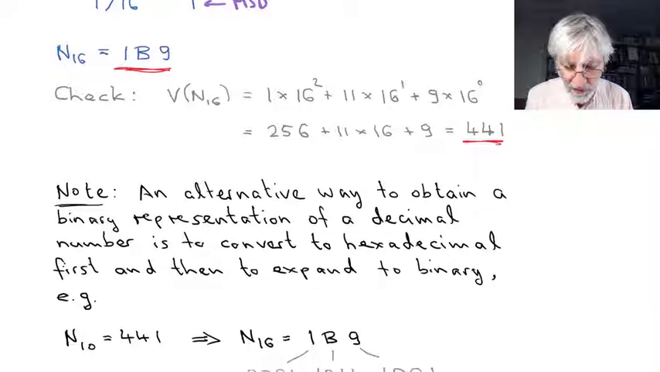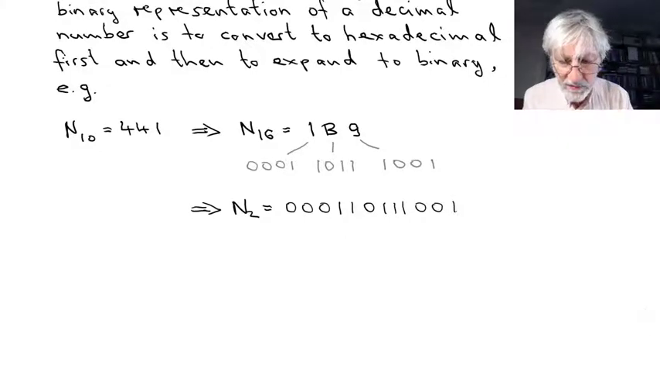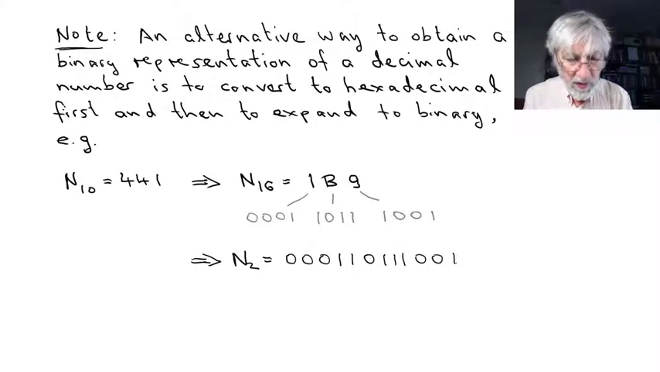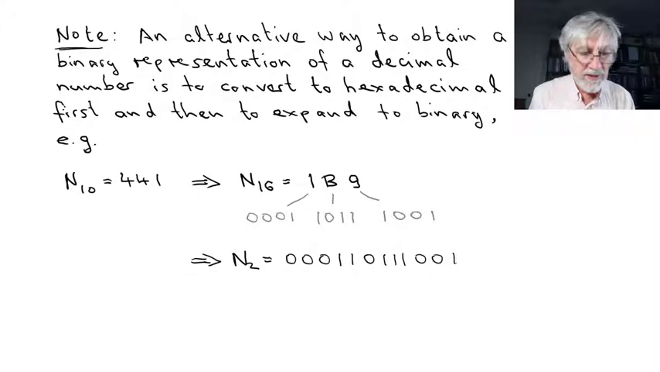And we note here that in general, an alternative way to obtain a binary representation of a decimal number is to actually convert first to hexadecimal, because that in general requires fewer steps. The computations are a little more complicated, but it's fewer steps. And then once we have the hexadecimal number, we can actually expand it into binary.